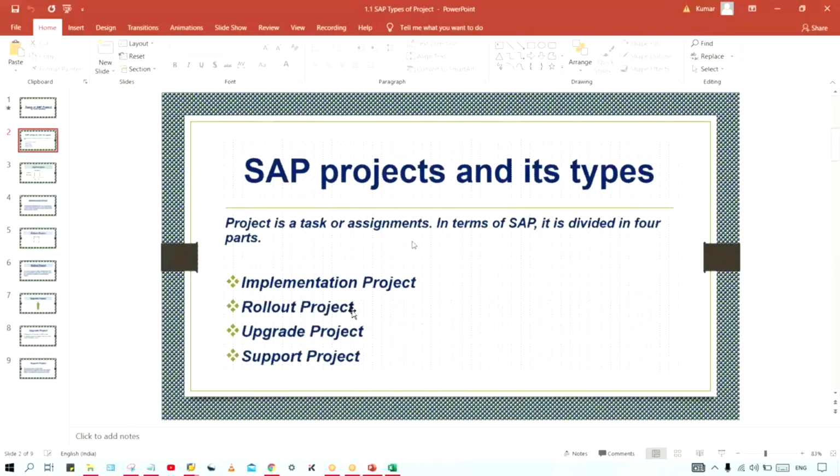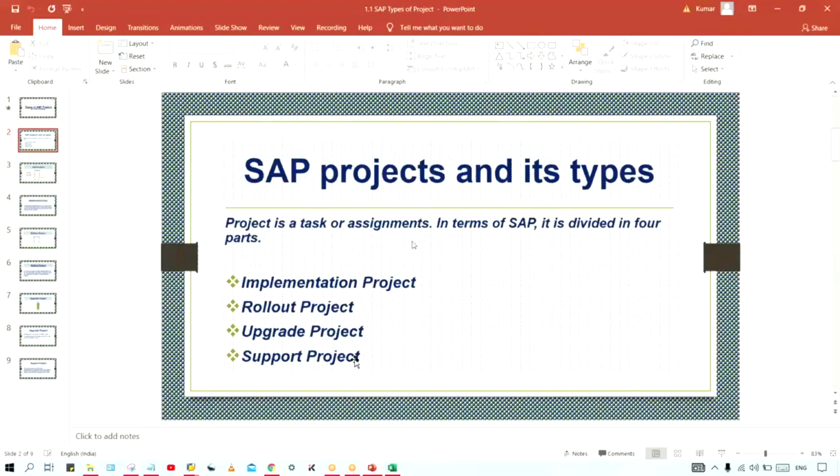We have four types of project, that is called implementation project, rollout project, upgrade project, and support project. Once you become an SAP consultant, guys, you are going to be a part of a particular project. Very first day itself, your HR will explain the details, or sometimes you'll have to wait certain days for the project assignment. But once the project is assigned, they're going to explain that, hi, welcome on board, and now you are going to be part of so and so project.